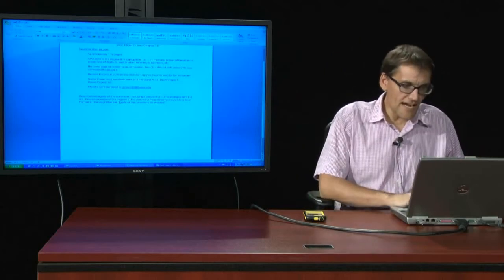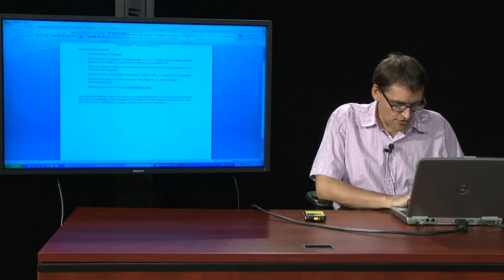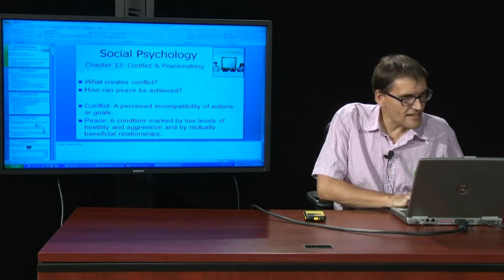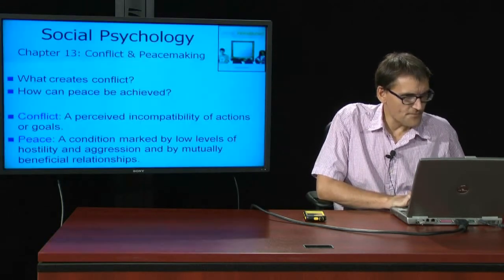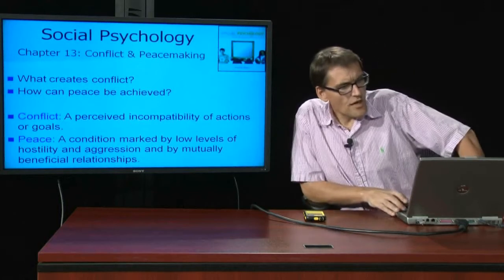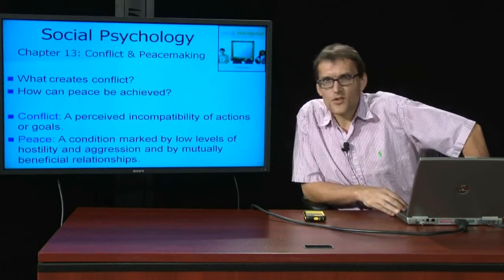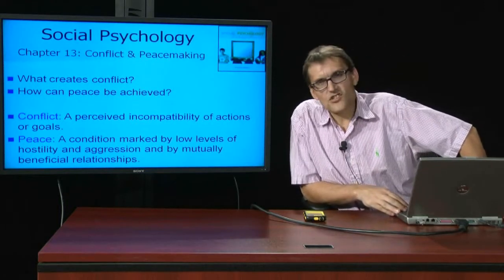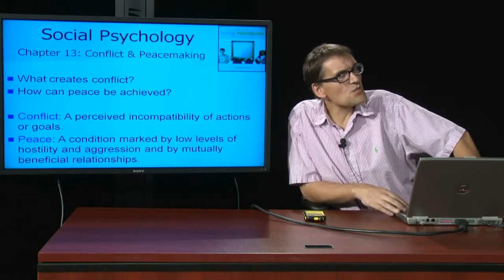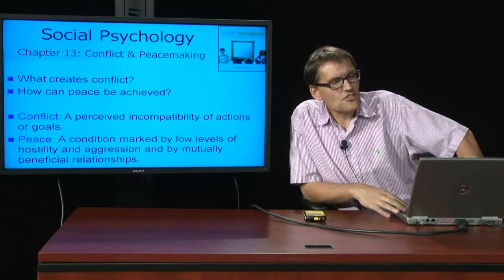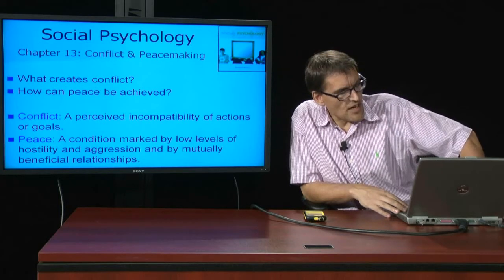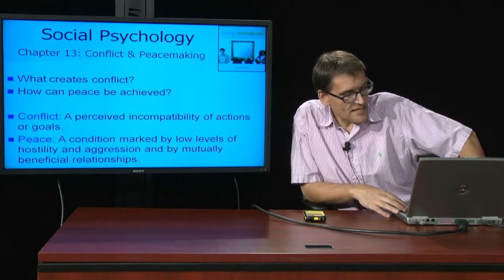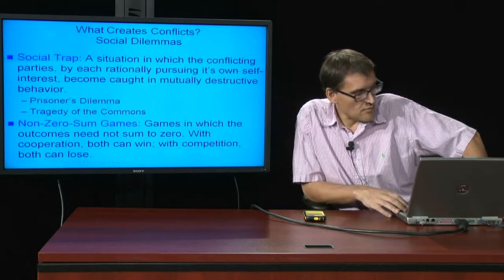In fact, government regulation and things of this nature. So keep those in mind as we move along to Chapter 13, Conflict and Peacemaking, both the good and the bad, right? So, what is conflict? A conflict is a perceived incompatibility of actions or goals. We're going to come to some clear cases where people's goals aren't incompatible, but they believe they are, and therefore there's conflict. Peace is simply a condition marked by low levels of hostility.